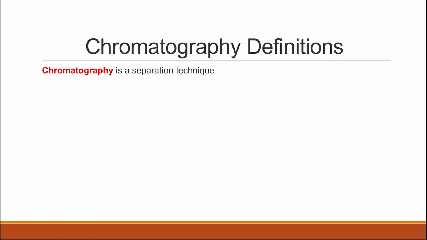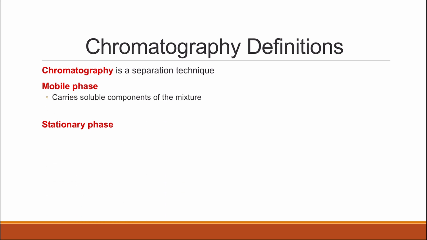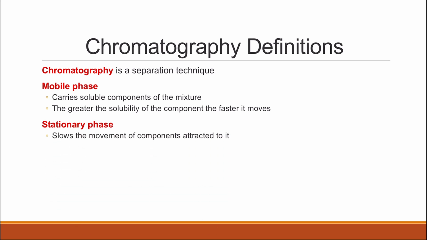Chromatography is a separation technique. In chromatography, we have a mobile phase and a stationary phase. The mobile phase is a solvent that will carry soluble components of the mixture, and the greater the solubility of the component, the faster it moves through the stationary phase. The stationary phase, however, will slow the movement of the components attracted to it. And the stronger the interaction, the slower the components will move through the stationary phase.